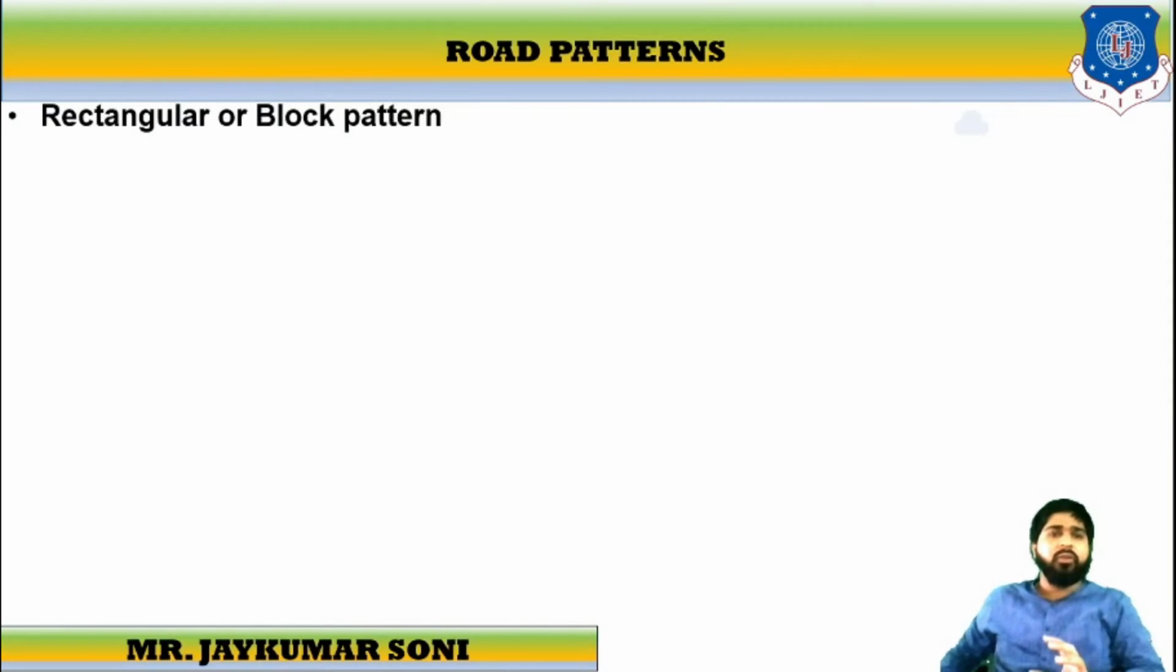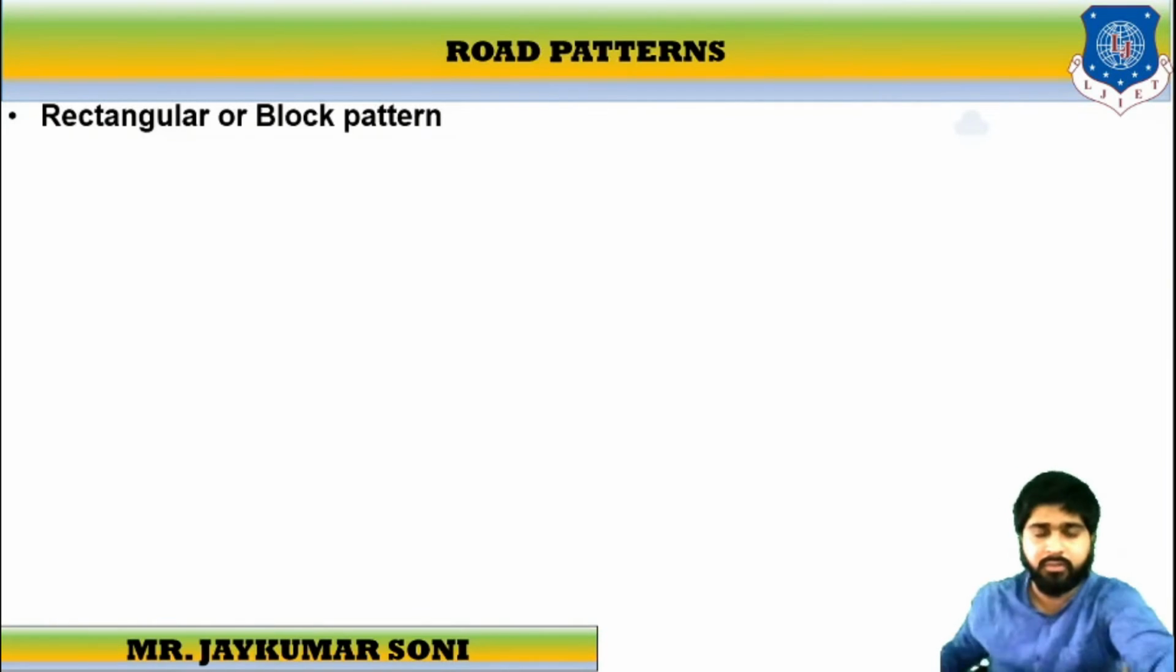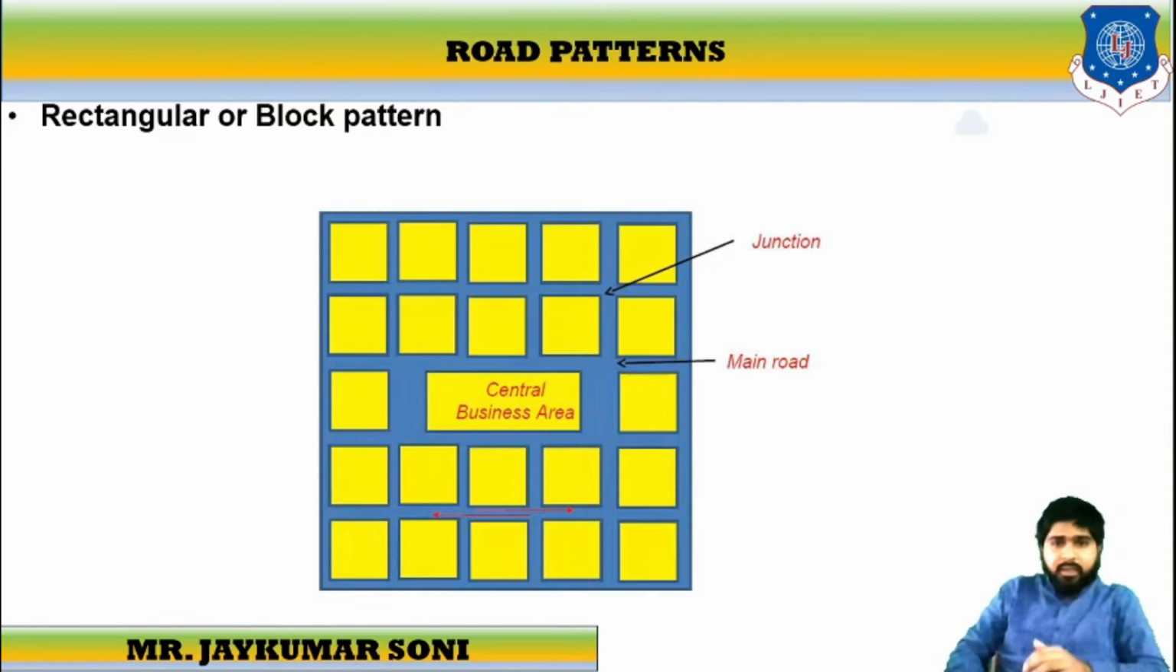First is the rectangular or block pattern. See, it looks like this. These are the junction areas. This is the main road. And this is the central business district, which is also called CBD. Ask yourself whether you have observed this kind of pattern in any of the cities in Gujarat or not. I will answer this question at the end of this topic, but till then, keep thinking.